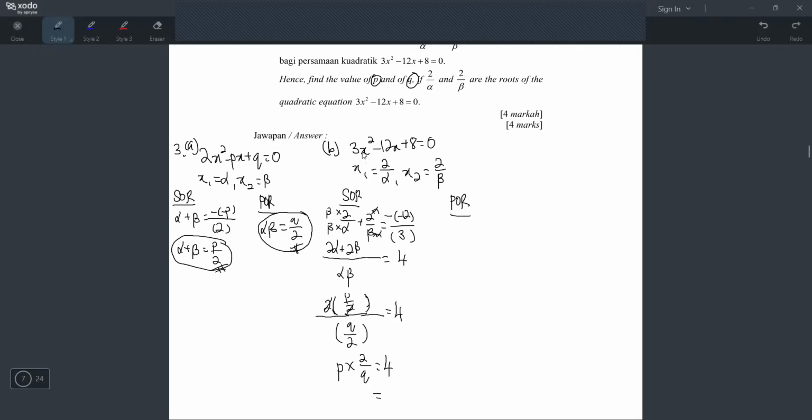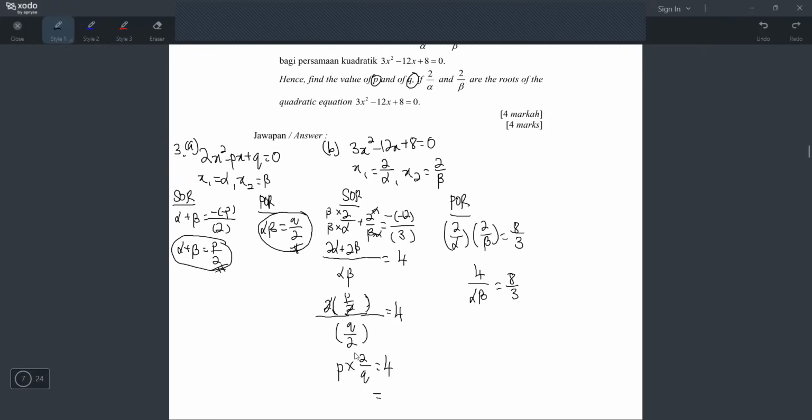Okay, so let's do the product of roots now. The formula is x1 times x2 equals C over A, which is 2 over alpha times 2 over beta equals C over A. The C is 8, the A is 3. This one you will take top times top, bottom times bottom. So it will be 4 over alpha beta equals 8 over 3, right?